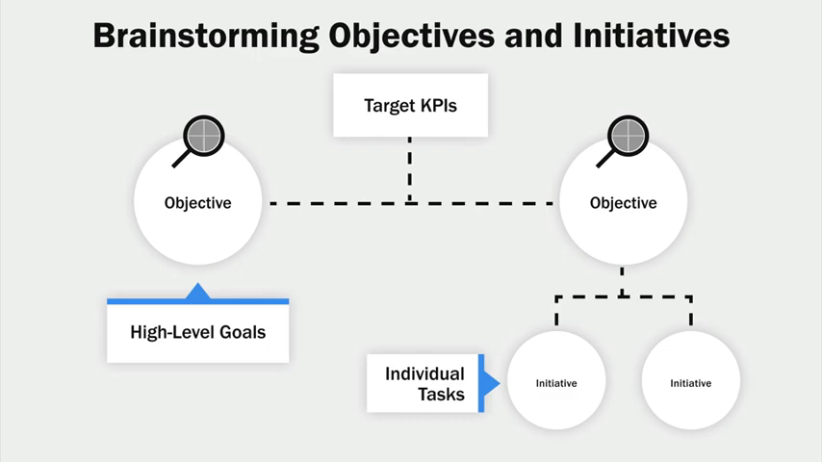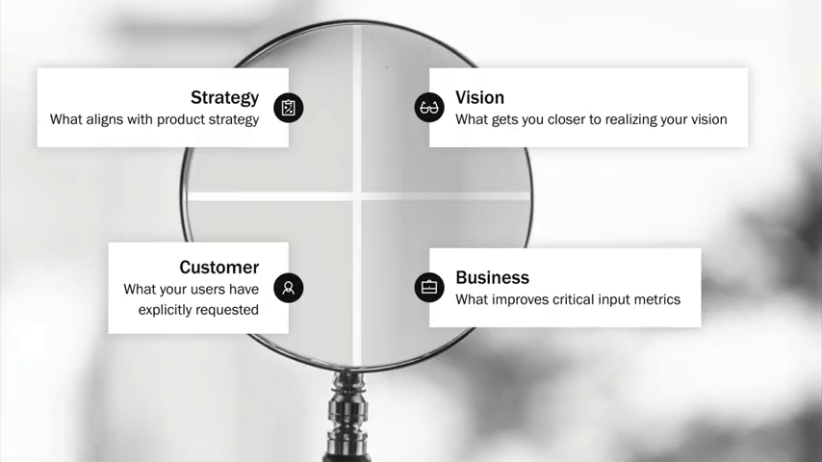So, as a quick recap, objectives are high-level goals that describe what you hope to accomplish. Initiatives are the smaller individual tasks that ladder up to achieving the objective. With that, let's start walking through how to brainstorm using each lens. First, we'll start with the strategy lens.